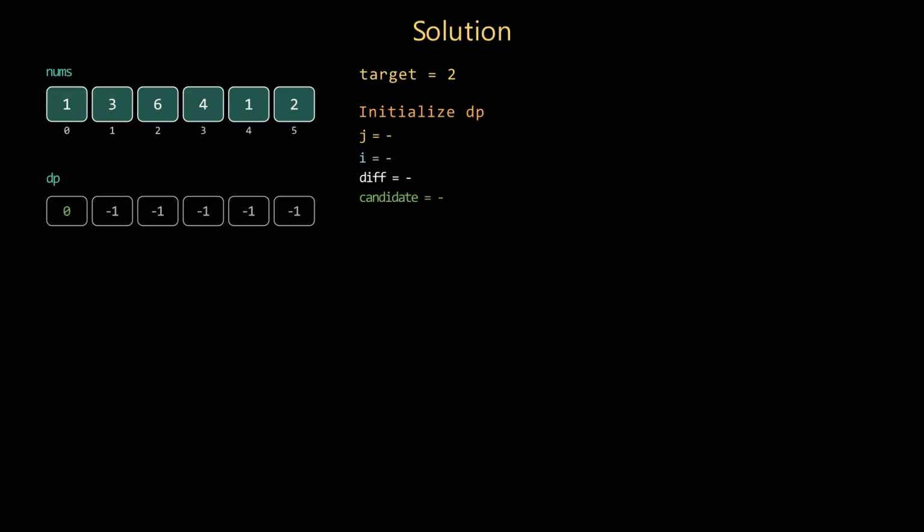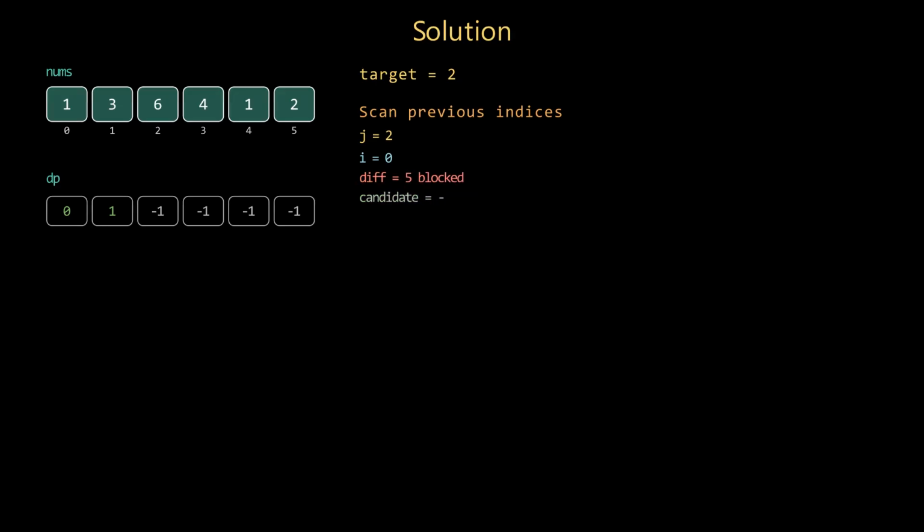Initialize the dp array. dp[0] is 0, because we start there with 0 jumps. Every other entry starts at -1, meaning unreachable. For each destination j, scan every earlier index i. If i is reachable and the value difference is within target, dp[i] + 1 can update dp[j]. For j equals 1, index 0 can jump here, so dp[1] becomes 1.